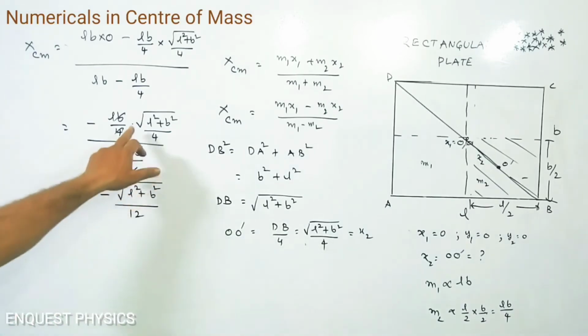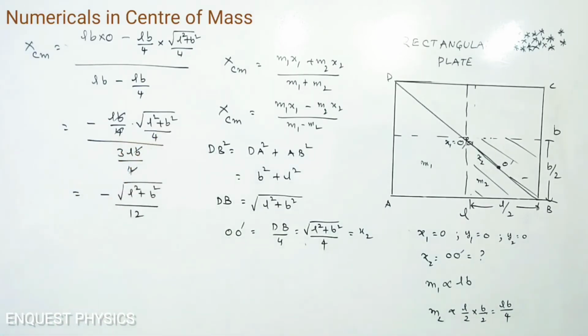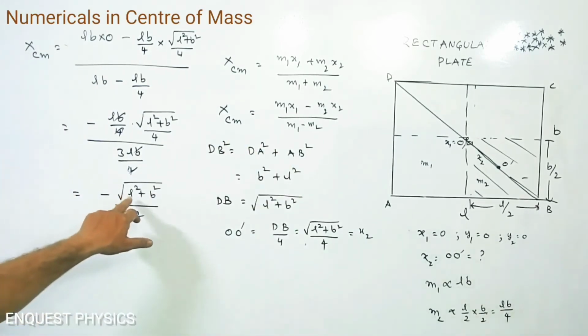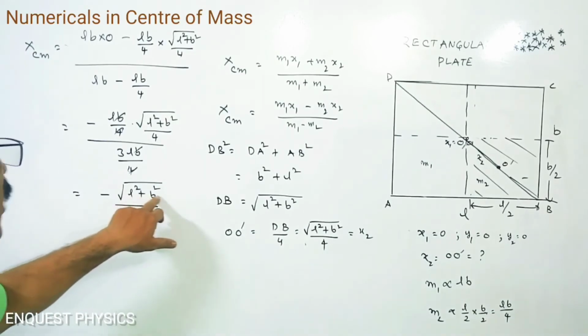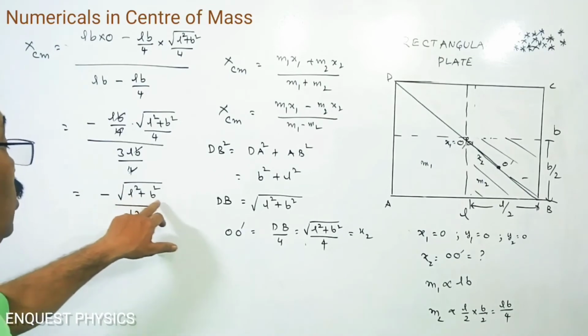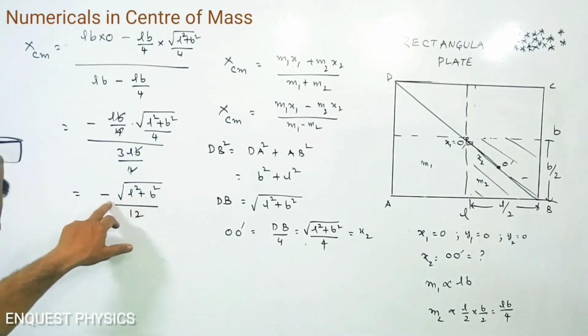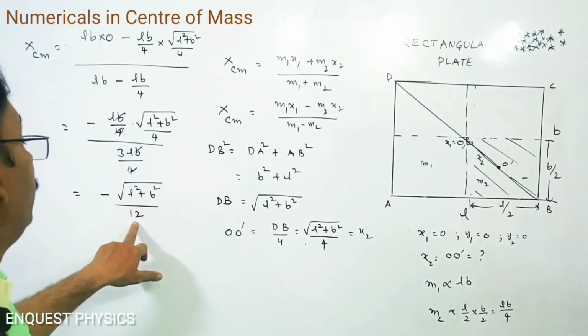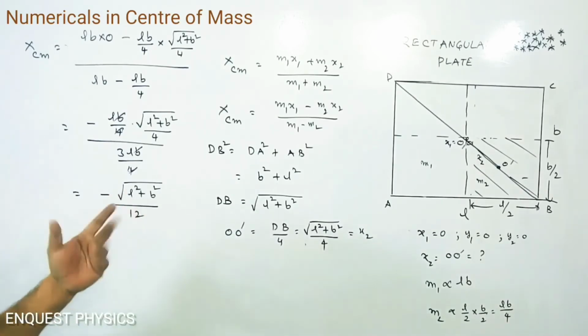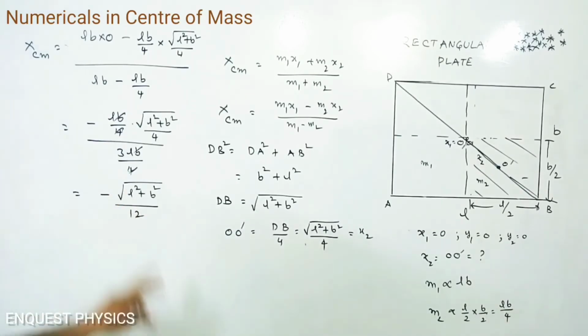Okay students, in this way you can find out. Let's check whether it's right or wrong. If you consider it as a square plate, then L is equal to B, L square plus B square, 2L square, L root 2 by 12. Same results we will get.